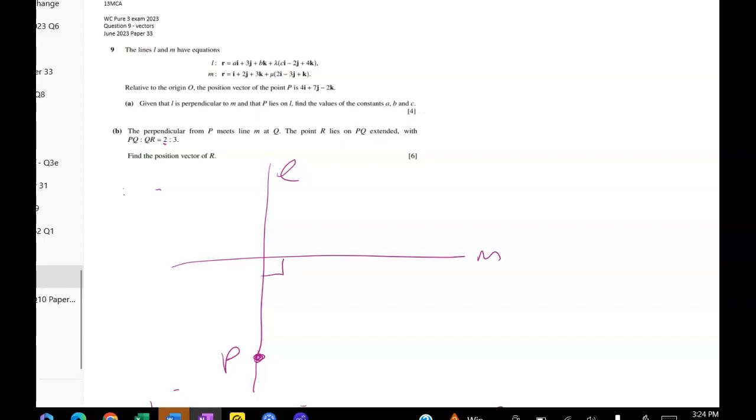Right, so we know that the position vector OP is equal to 4, 7, negative 2. Sorry, I had that wrong earlier, let me just fix that up. 4, 7, negative 2. We have to figure out what is Q. Right, well, the first thing to do is to say, how do I get from P to Q?